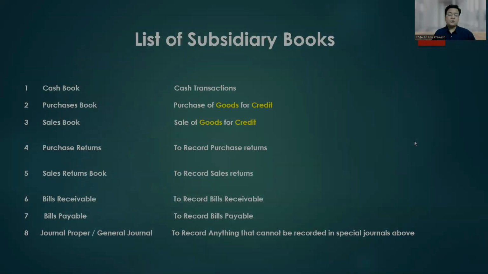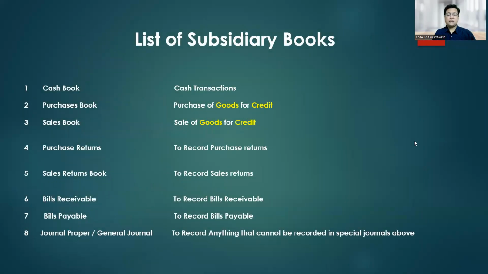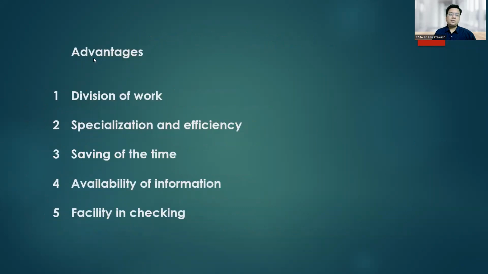So let us look at the advantages of having subsidiary books. The advantages of having subsidiary books are: 1. Division of work. 2. Specialization and efficiency. 3. Saving of time. 4. Availability of information. 5. Facility in checking. What is meant by each of them?